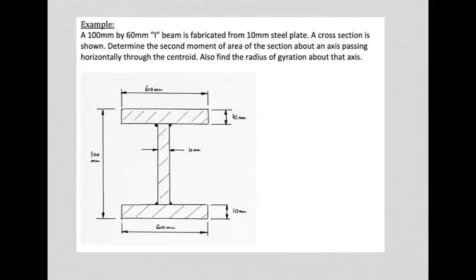shown hatched like this. Okay, so we've got to find the second moment of area of the section about an axis passing horizontally, that's this way, through the centroid. Now the centroid, without even working it out, we know is going to be right at the middle of the whole shape because it is symmetrical up and down. So the centroid is going to be over there. So we're going to have to find the second moment of area about an axis passing through that point, and then later we're going to find the radius of gyration as well.